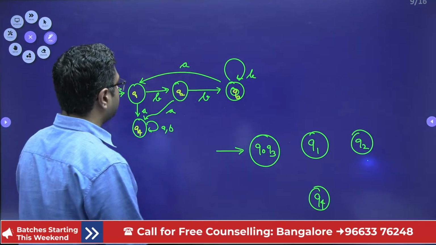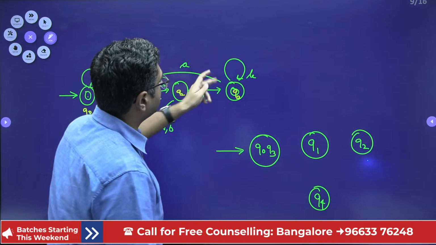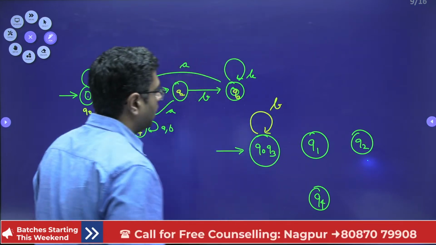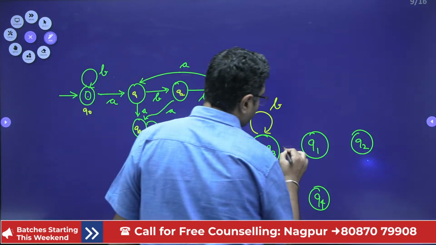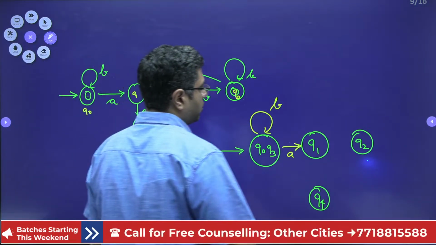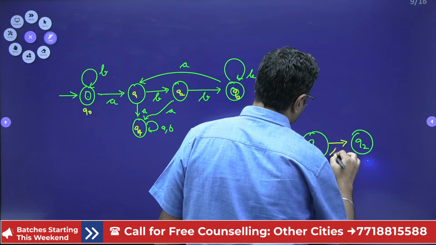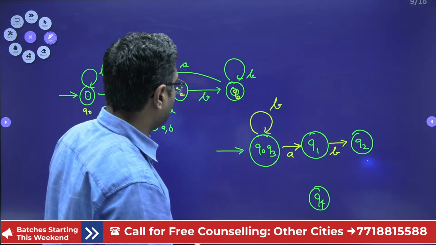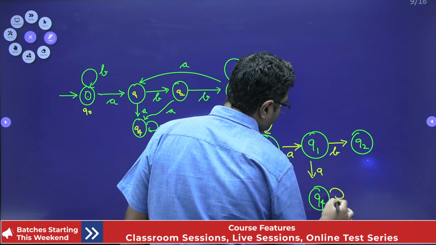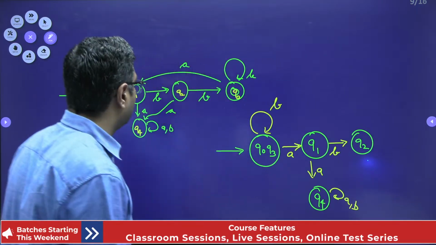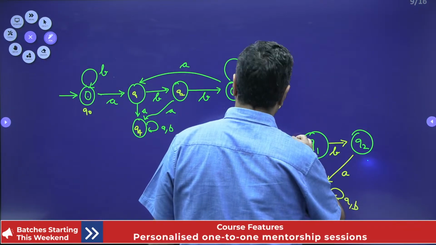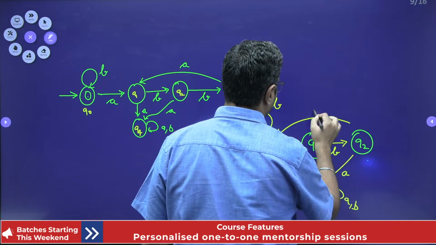Q0, Q3 on B. Q0 on B goes to Q0, Q3 on B goes to Q0. Both are going to Q0, Q3 only, so on B it will remain here. On A, both of them are going to Q1. On B, Q1 is going to Q2, and on A, it is going to Q4. Q4 goes to itself on A, B. Now Q2 on A is going to Q4, and on B it is going to Q0, Q3.